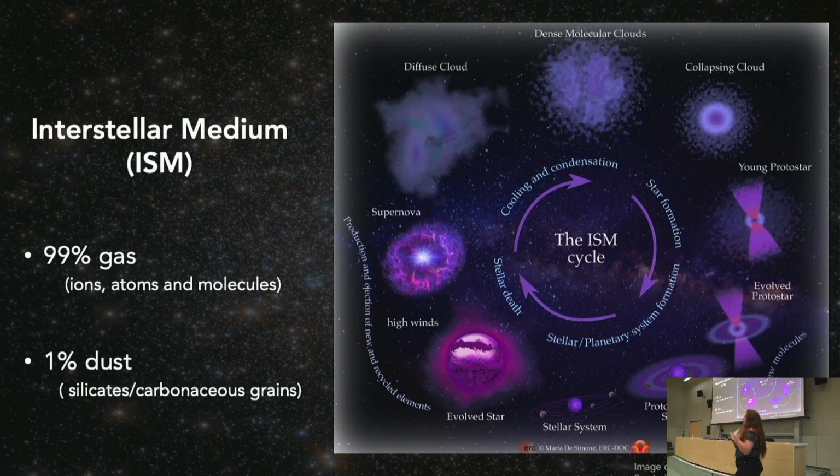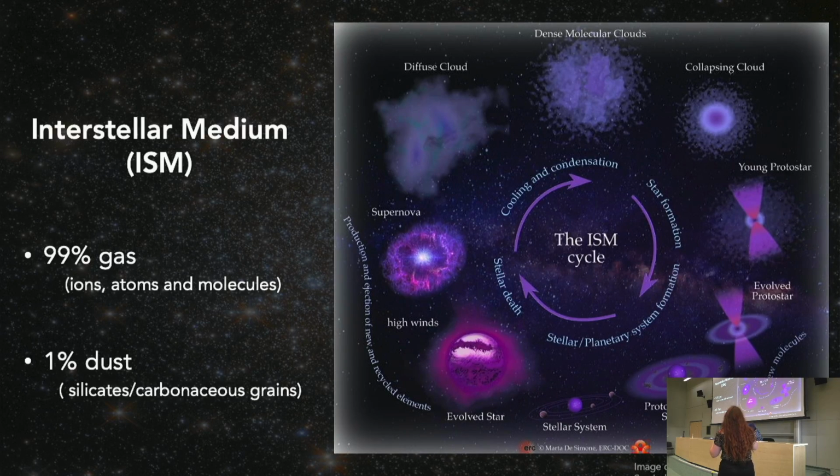Just to give you a bit of context and to try to make you understand what we are dealing with, I show you this beautiful picture done by one of my colleagues, Marta De Simone. And this is the interstellar medium cycle. So we start from a diffuse cloud, which then can start to become a bit more dense, and eventually they start to collapse due to the gravitational force. And then we have the formation of the first protostars, and eventually the protoplanetary systems, the stellar system, like our own, the solar system. And then eventually the star will start to die, and the cycle will begin again.